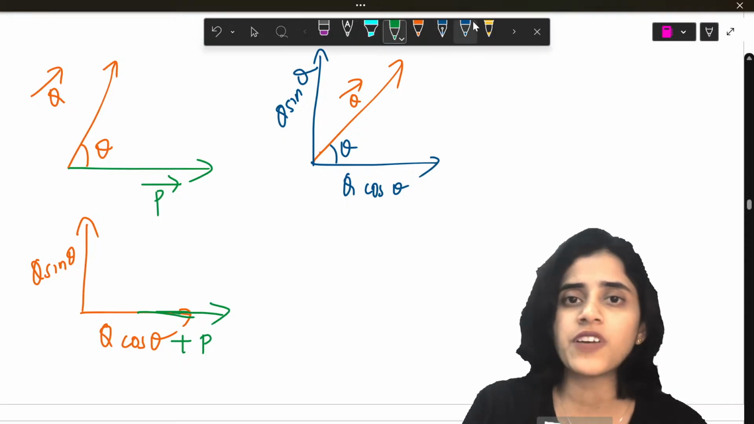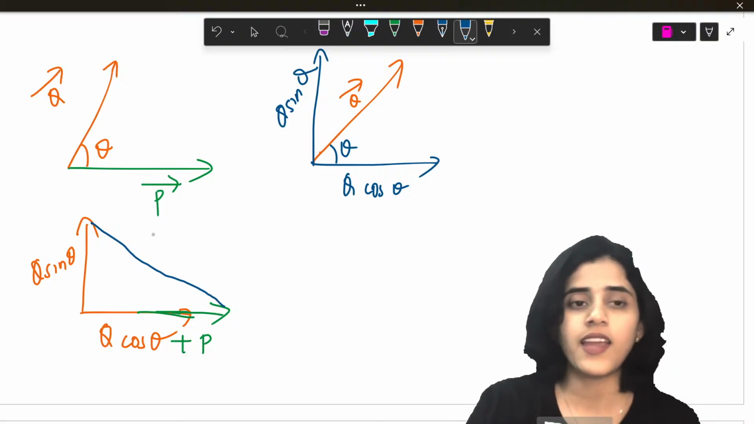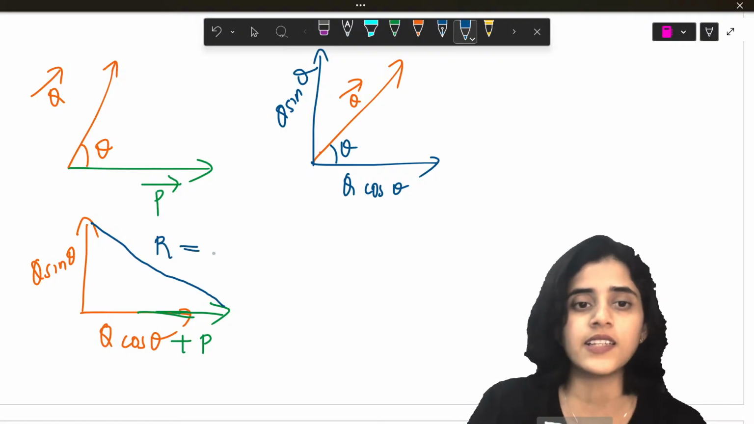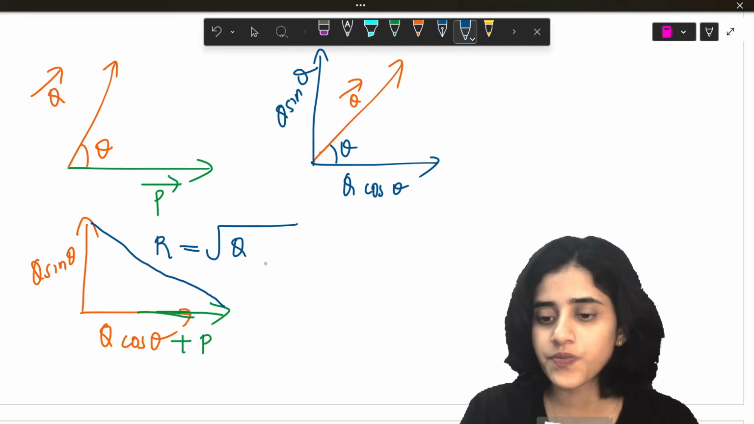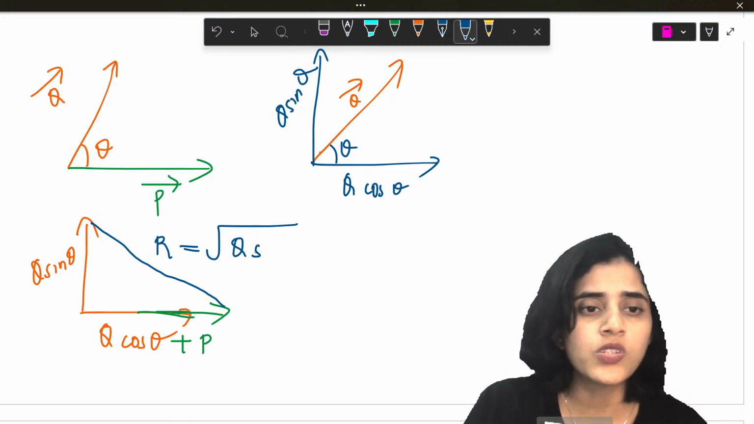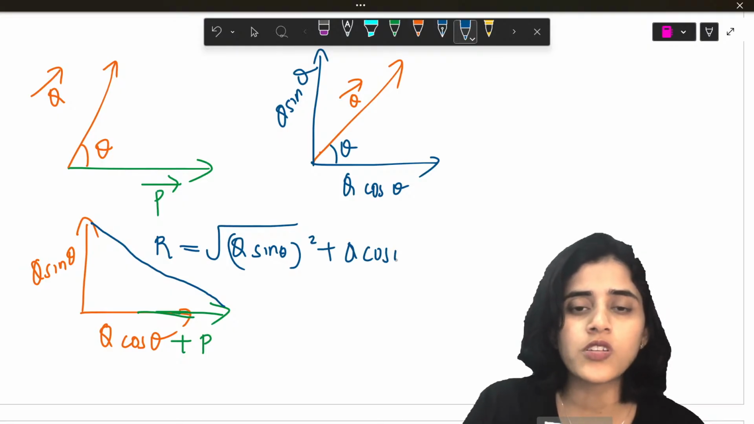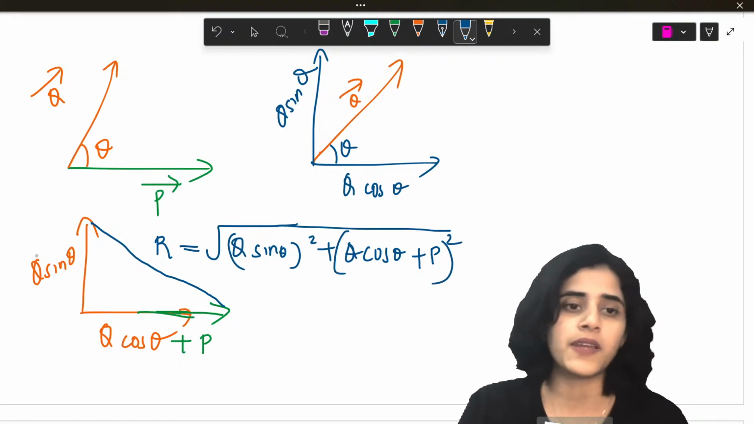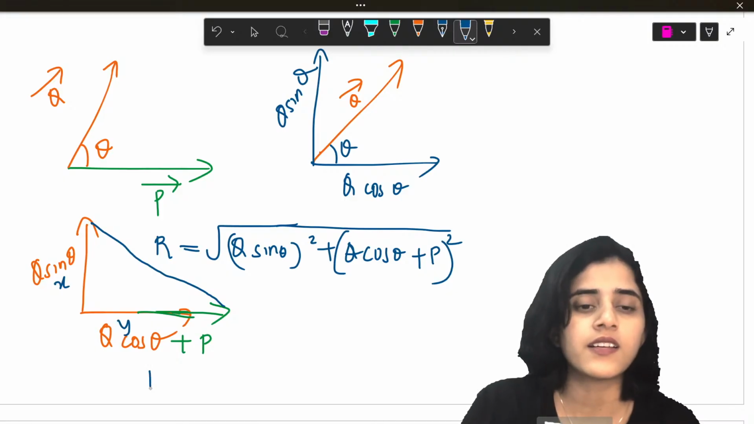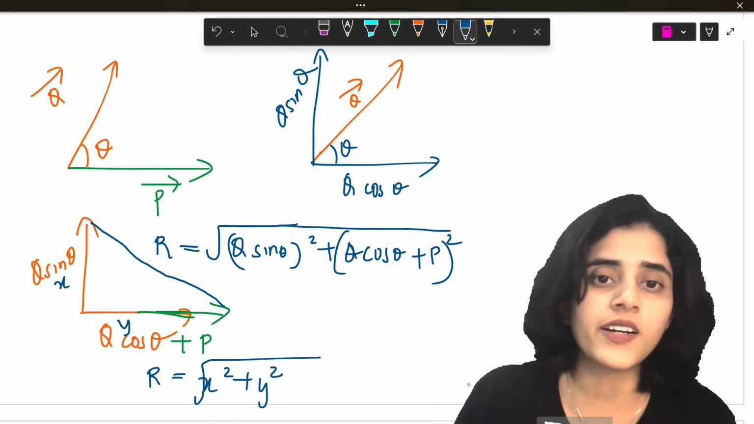Now let me find out the resultant. How will I find out the resultant? This is my resultant. And my resultant is basically the square root of Q sin theta square plus Q cos theta plus P square. Basically, if this is x and this is y, resultant R will be the square root of x square plus y square, Pythagoras theorem. Is this clear to all of you?